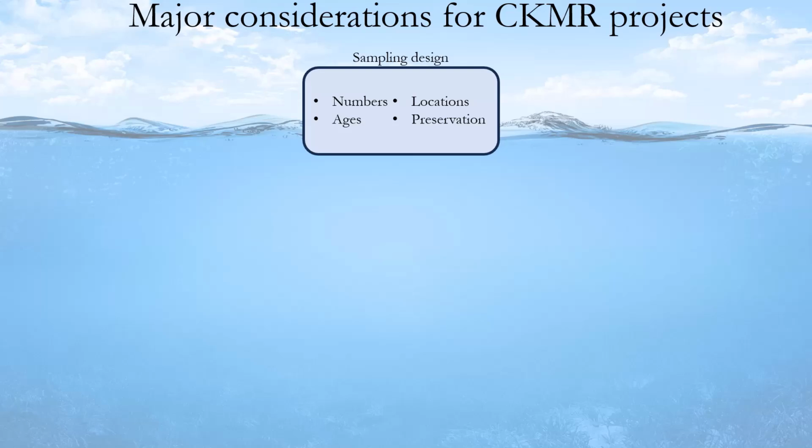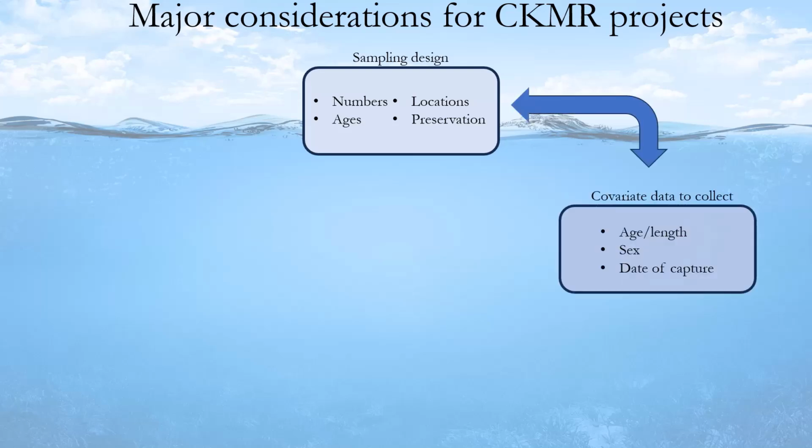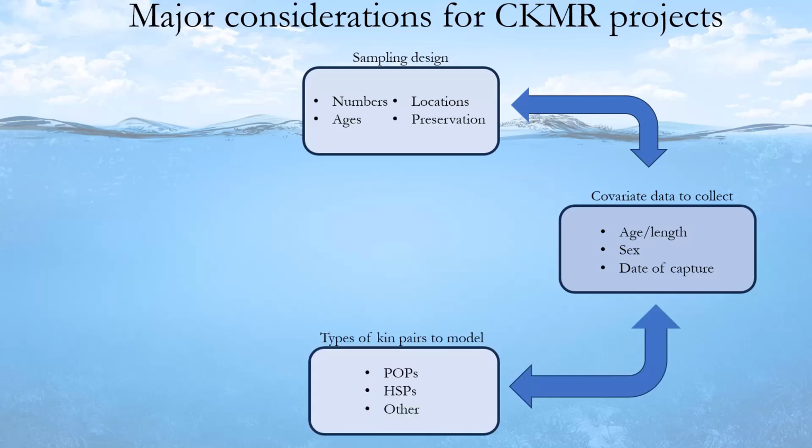And our sampling design informs and is informed by the type of covariate data that we need to collect. We pretty much always will need some kind of proxy for age. And if that proxy is taking length measurements, then that may constrain the number of samples that we can realistically collect. So this is a two-way arrow. And then the covariate data informs and is informed by the type of kin pairs that we want to model.